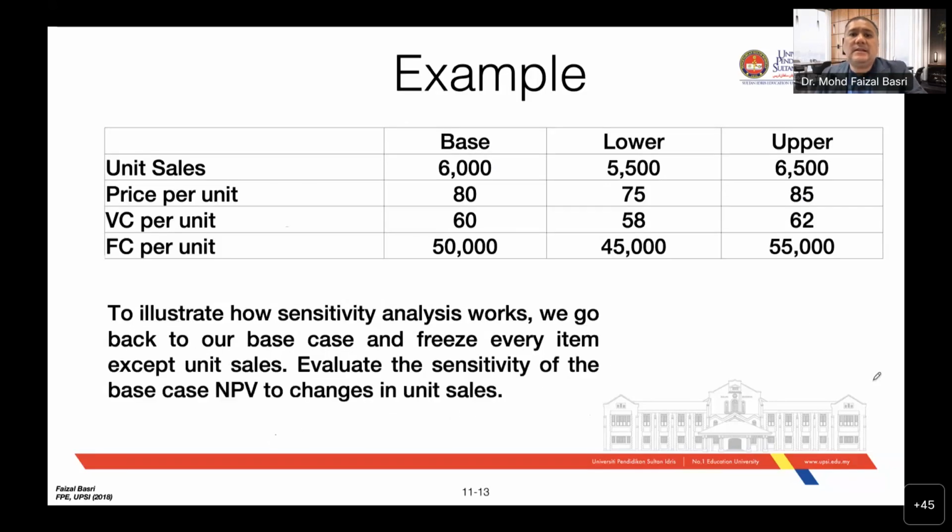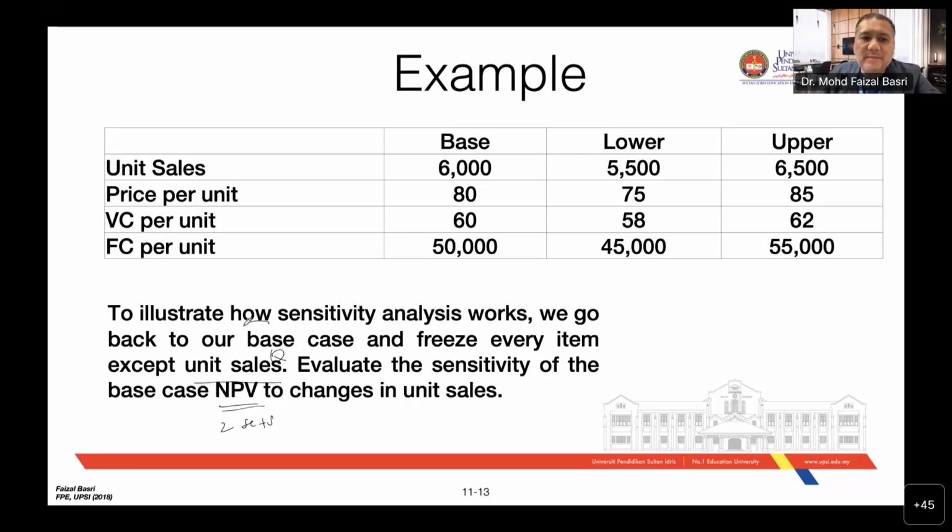Okay. Again, the same example, the same information that we have. The question asks us to illustrate sensitivity analysis based on changes in the unit sales, meaning we're going to change the quantity and see how sensitive our analysis is to changes of Q on the NPV. So the question asks us to evaluate the sensitivity based on two pieces of information. First, it wants to look at the sensitivity of NPV. So meaning we're going to have two sets of NPV. So we need to calculate two NPVs.